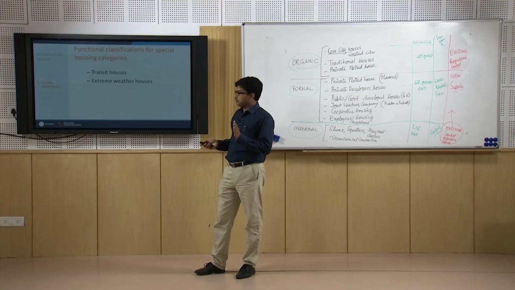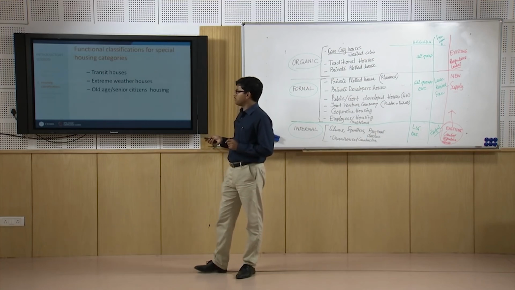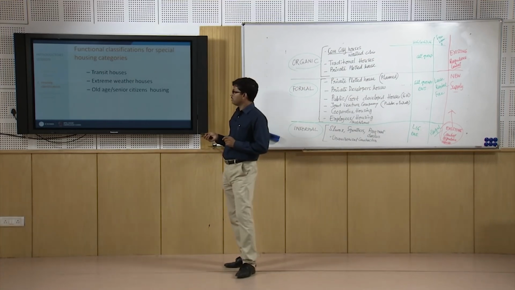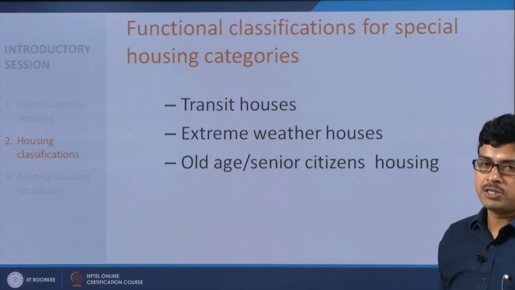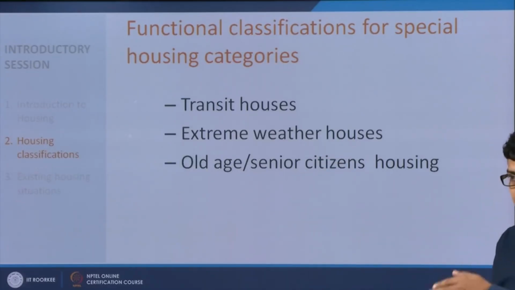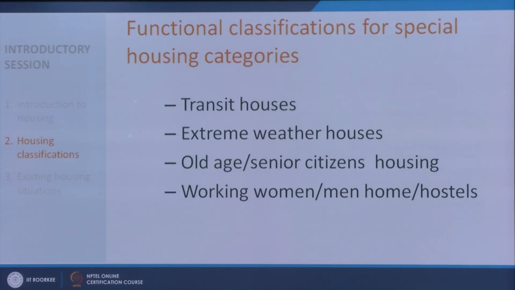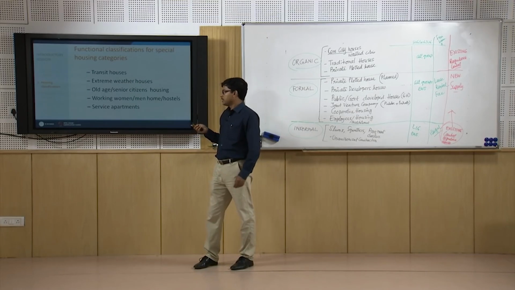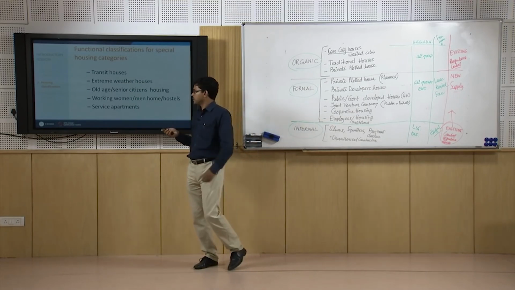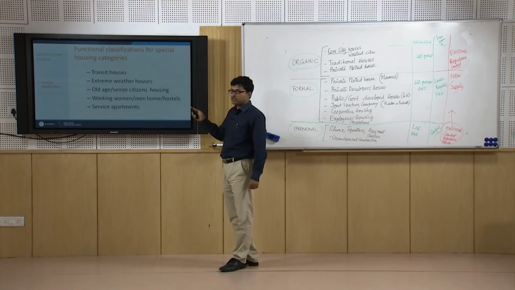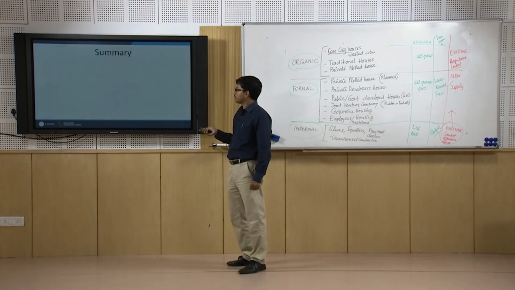Apart from this housing classification, there are a few special types of houses which can be classified based on their special requirements, like transit houses, which are made after a disaster for a short period of time, or for some resettlement cases. Extreme weather houses: when there is a cyclone or a disaster, we take the people from the spot and give them a house. Old age or senior citizens housing, or working women's and working men's homes or hostels. Service apartments are typical special housing cases where families may not live there, but short-duration living will be there. We will discuss these separately in the end part of our course.